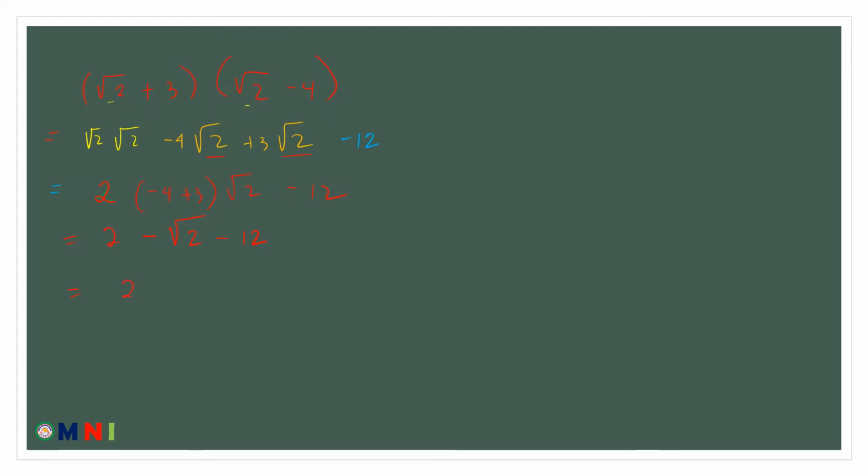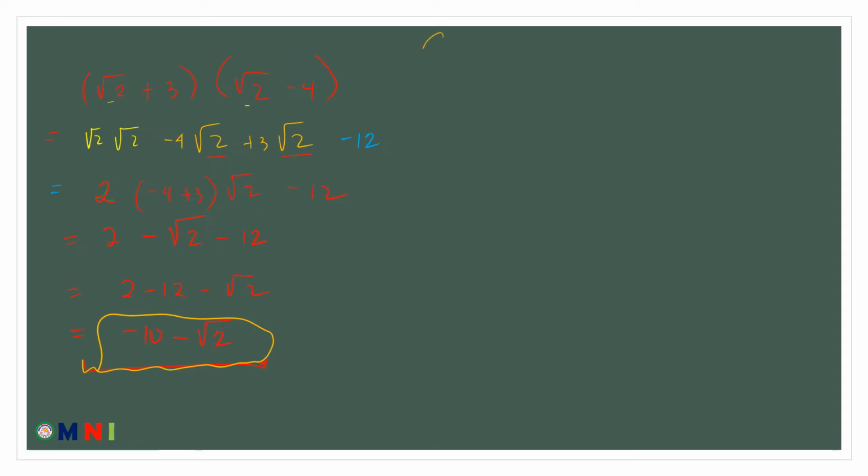Therefore, we have 2 minus 12, and then minus square root of 2, therefore you will have negative 10 minus square root of 2. So this is the product of this given problem.